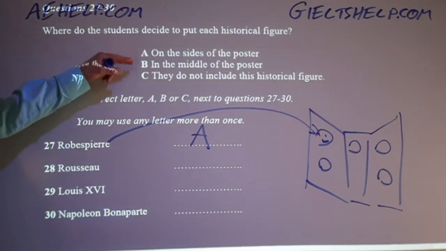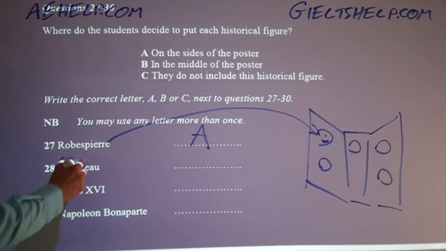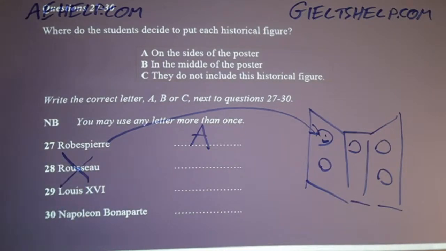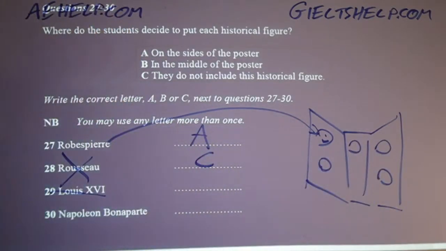Rousseau, side, middle, not on the poster. Okay? So side, middle, not on the poster, 28. Hari says 28 is C. Not on the poster. Yeah, we don't hear about that person. We don't hear the name Rousseau. Okay? All right. Louis the 16th, the king. Side of the poster, middle of the poster, or not on this poster. So 29, Louis the 16th, the king of France, who obviously lost his head in the French Revolution.